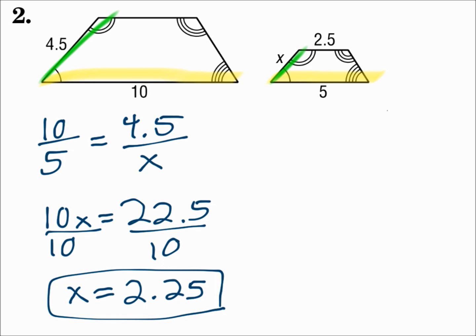Match up the side pairs, organize your proportion. We did left over right equals left over right. Cross multiply and solve.